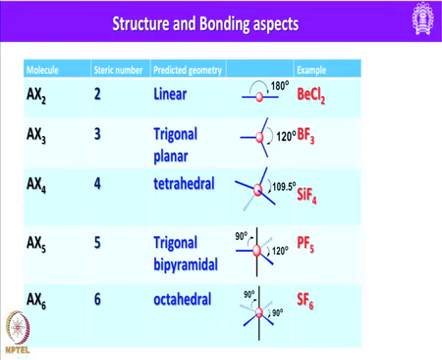Similarly, when you go for AX4, steric number is 4, it is tetrahedral. Example is SiF4, silicon tetrafluoride. So, here it is a typical tetrahedral molecule with angles being 109.5. In case of molecules having AX5 composition with steric number 5, the geometry is trigonal bipyramidal, and as I said, angles are 90 as well as 120, examples PF5, PCl5. In case of AX6, steric number is 6, octahedral, again example is SF6.